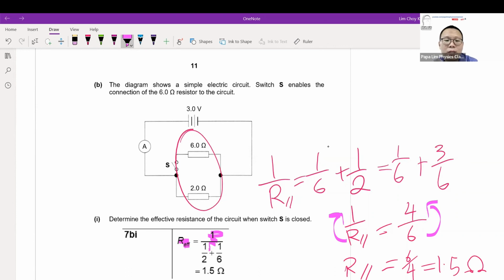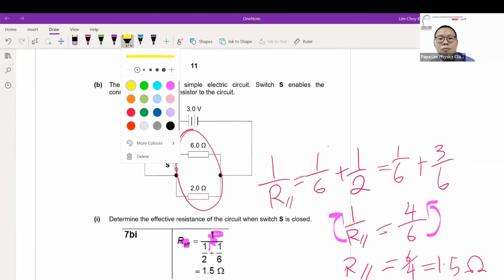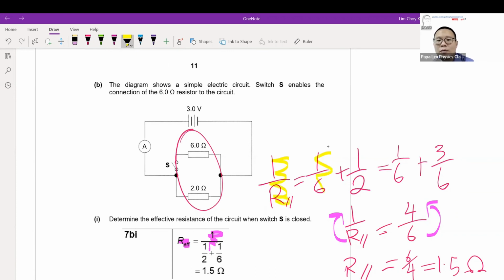This formula means that you don't need to flip. It is much easier to write. But for me, I like to stick with the basic formula, which is 1 over R parallel is equal to 1 over R1 plus 1 over R2. This is the basic formula that's given.